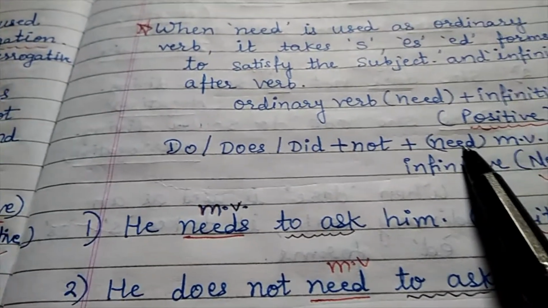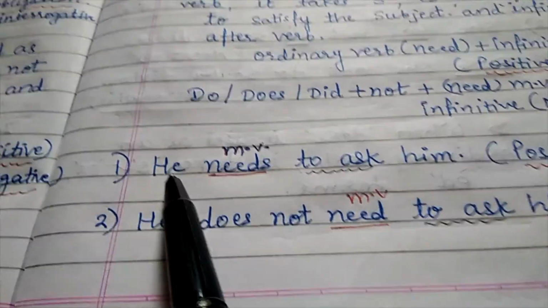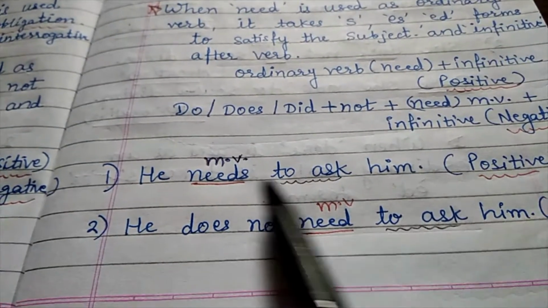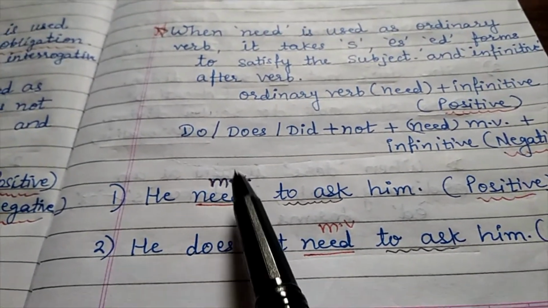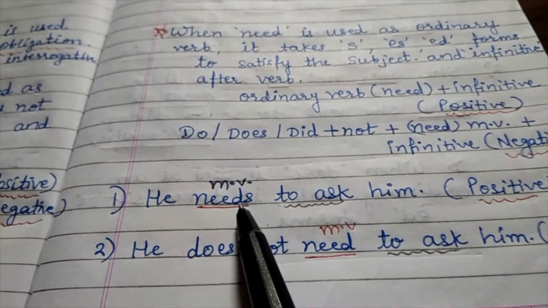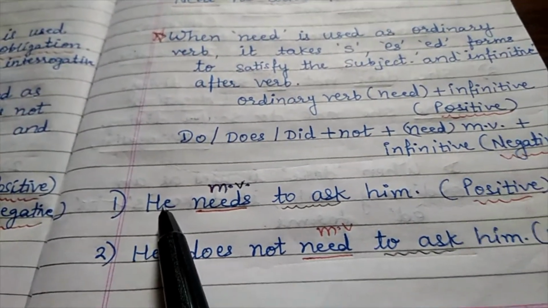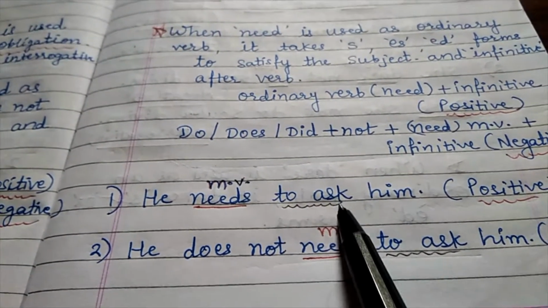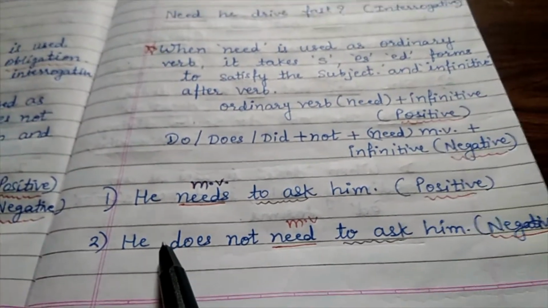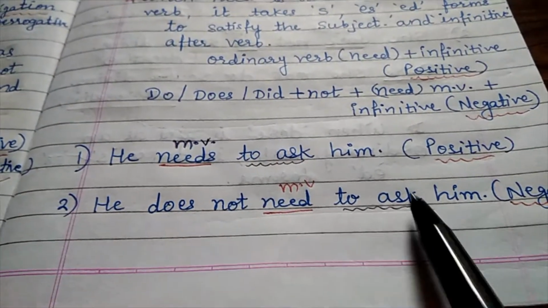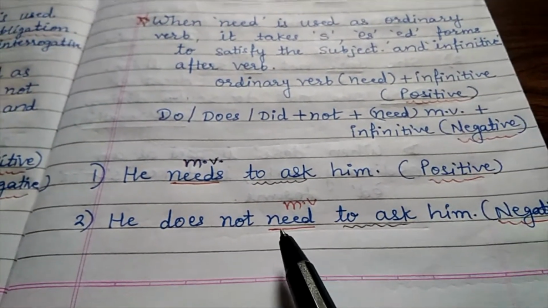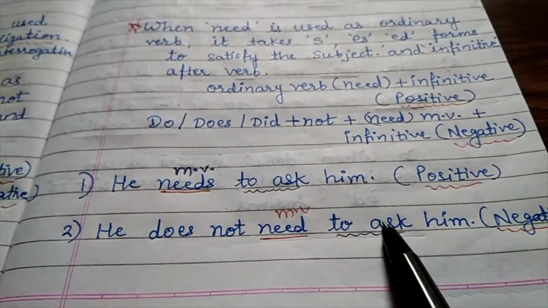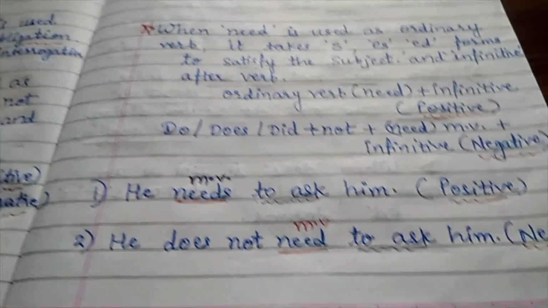Let's see sentences regarding it. So first, he needs to ask him. This is a positive sentence. Here needs acts as main verb. So you have to add s according to the third person subject and then you have to write infinitive, that means to ask. Here negative sentence, he does not need to ask him. This is a negative sentence. Here also need acts as main verb and to ask is the infinitive.